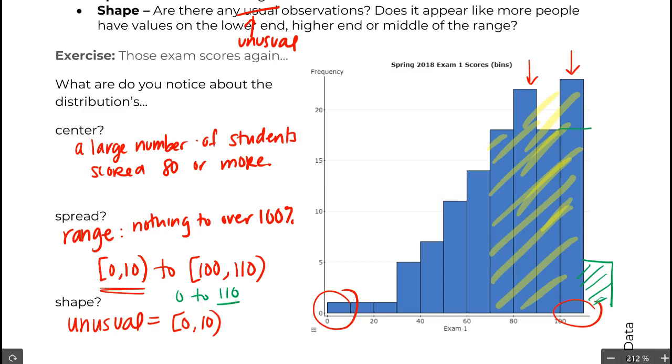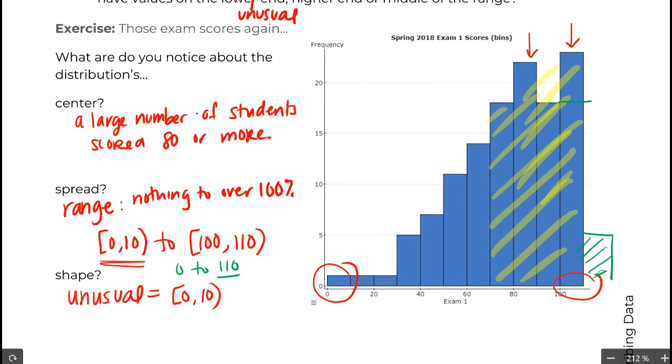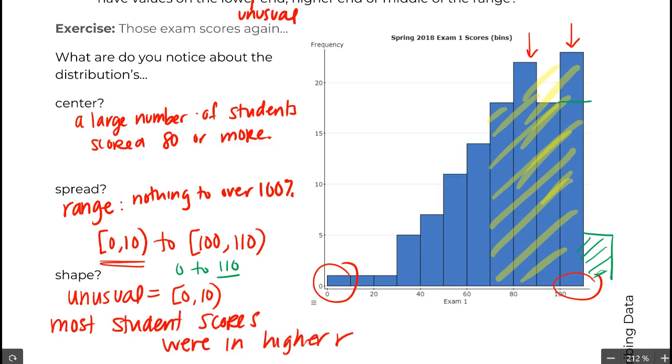Does it appear like more people have values in the lower end or higher end or middle of the range? Well, we'd say most people's scores were in the higher range. So even though most of them were in the higher range, we still had all these students over here. So let's get a little more technical with how we can describe this shape.